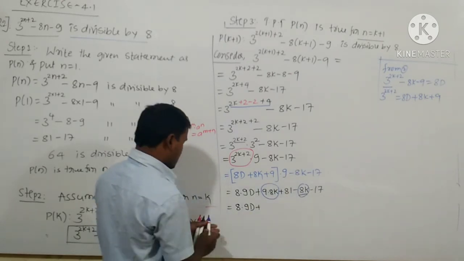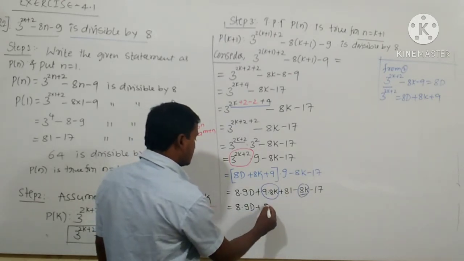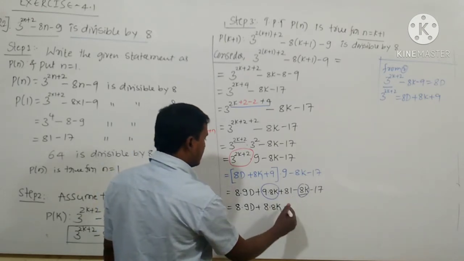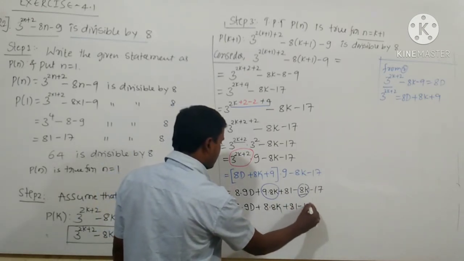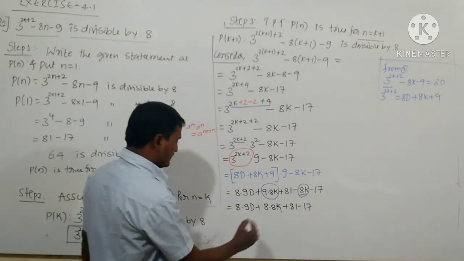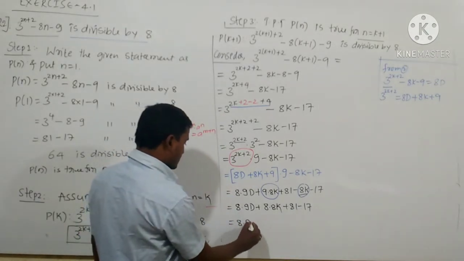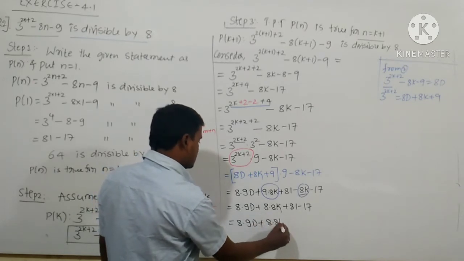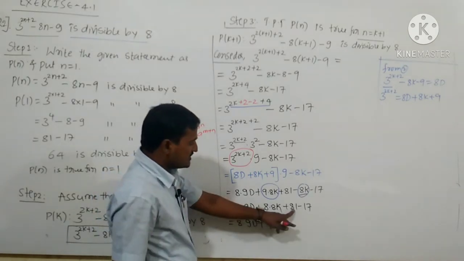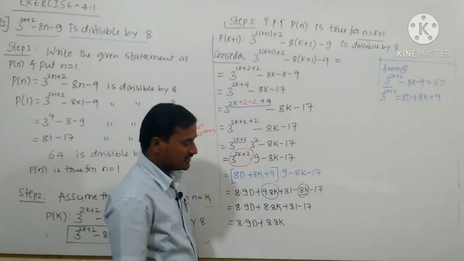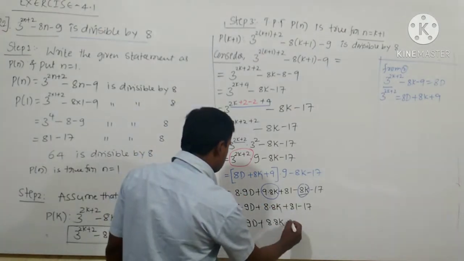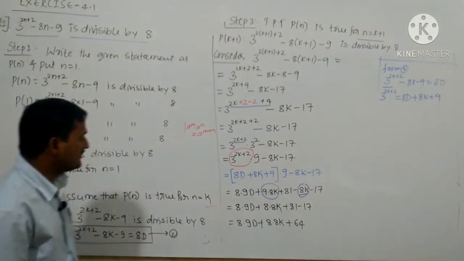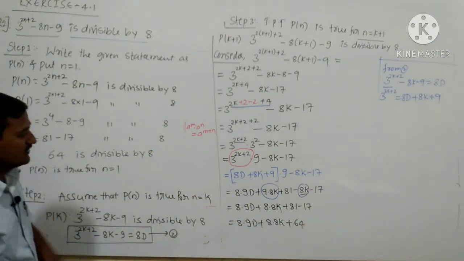subtract this from this. So here what you are getting, 8 into 8k you are getting. Okay, here it is plus 81 minus of 17. So simplify this one. 8 into 9 times d plus 8 into 8k as it is. Here it is 81 minus of 17, which means 64.